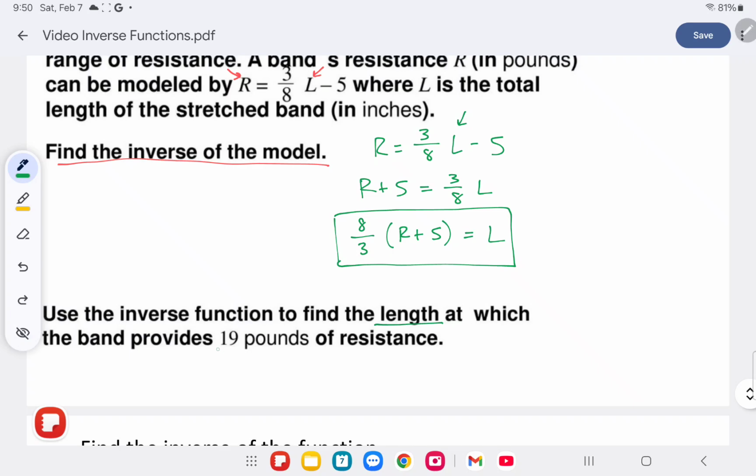And it says that the band provides 19 pounds of resistance, which means R equals 19. So 8/3 times 19 plus 5 equals the length. 8/3 times 24, that's going to be 64. And my length is in inches.